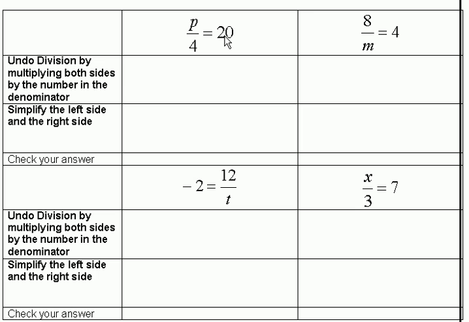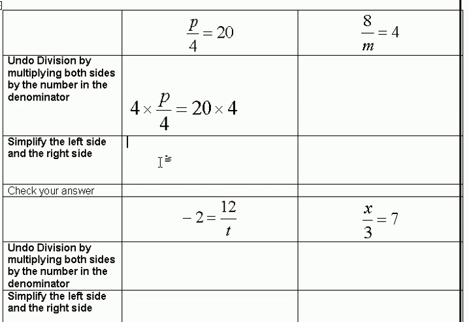So let's try to find it algebraically. Since we're looking for p, we can get rid of this 4 by multiplying both sides by 4. So let's try that. So multiply both sides by 4. P over 4 times 4 equals 20 times 4. But we know that 4 divided by 4 is 1. So let's simplify the left-hand side, and 20 times 4 is 80. Let's simplify the right-hand side.